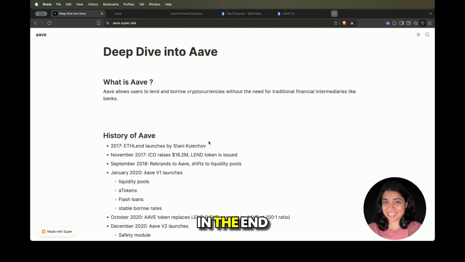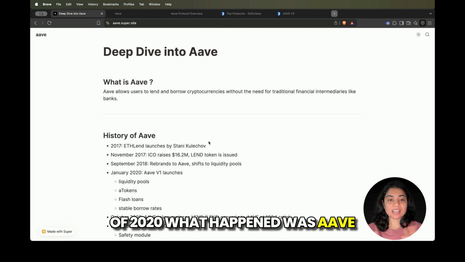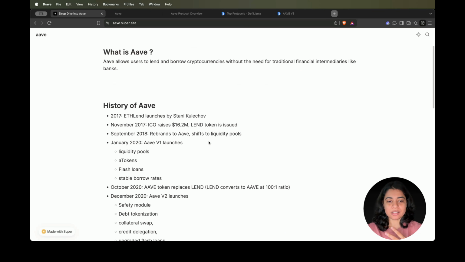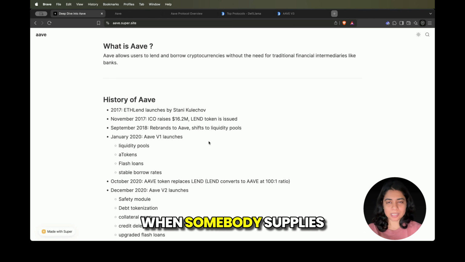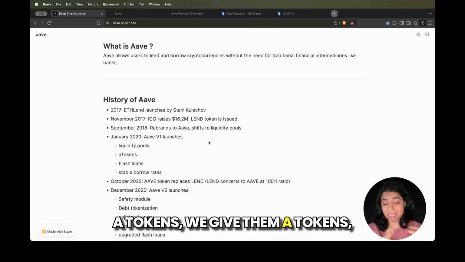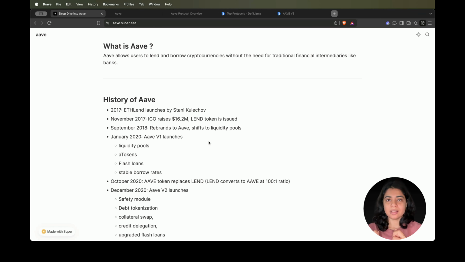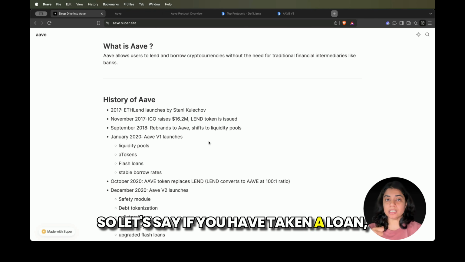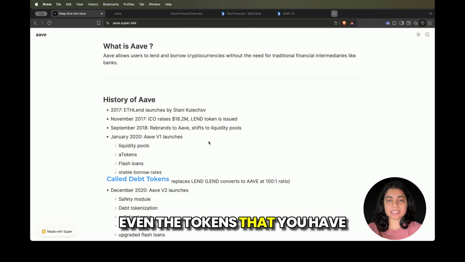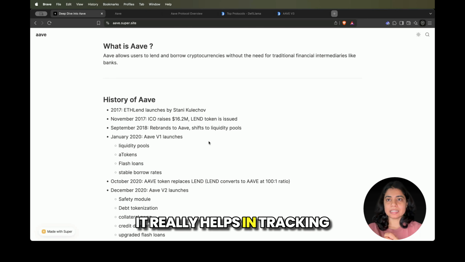Then at the end of 2020, Aave came up with an upgrade. They realized that when somebody supplies tokens, we give them aTokens, which is good for managing. In this version, they tokenized everything. So if you have taken a loan, even the debt you have taken will be tokenized. It really helps in tracking the tokens in an easier manner.